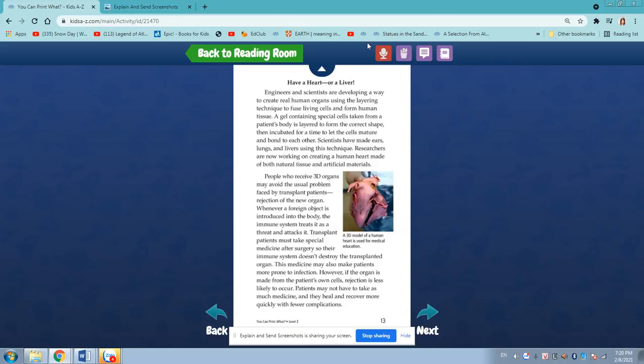This medicine may also make patients more prone to infection. However, if the organ is made from the patient's own cells, rejection is less likely to occur. Patients may not have to take as much medicine, and they heal and recover more quickly with fewer complications.